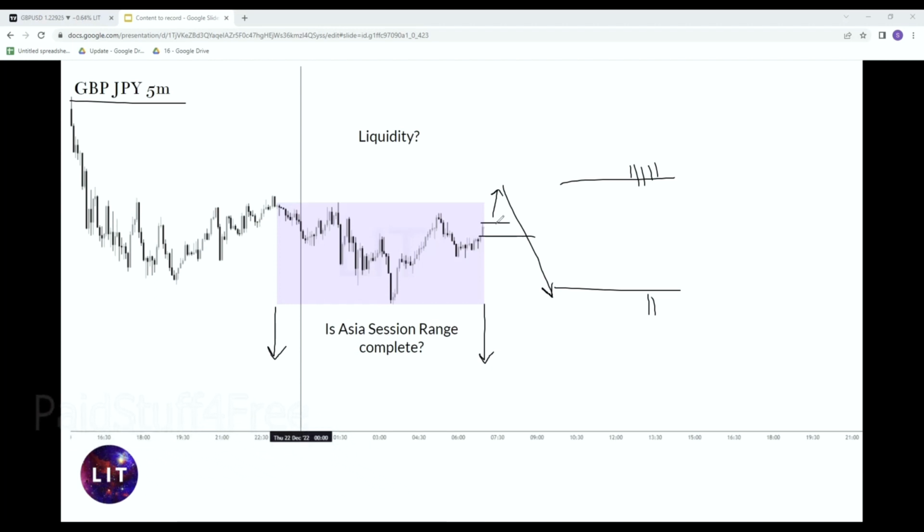Is there a reason to reverse? Or are we going to continue, etc.? So keep that one in mind. Just clear the drawings for a nice clean screen before we add our liquidity.